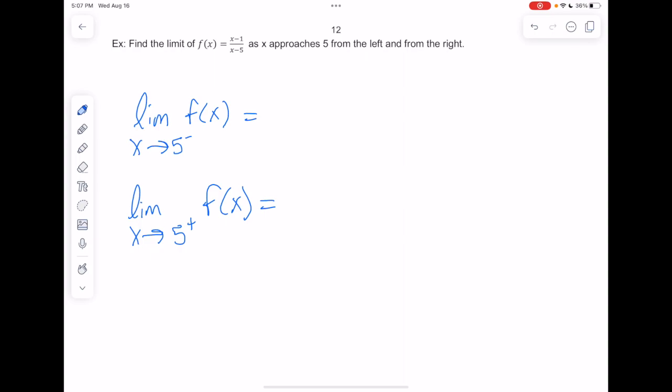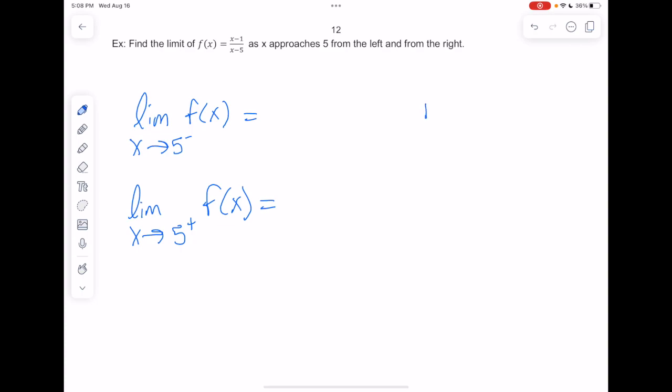We could do this by entering it into the graphing calculator, but I want to show you a way that you can spot that your answers are infinity and then how to figure out which type of infinity you're getting without the graph. So first of all, how do you spot that the answer is going to be either infinity or negative infinity from the left or the right? You can kind of see that by direct substitution.